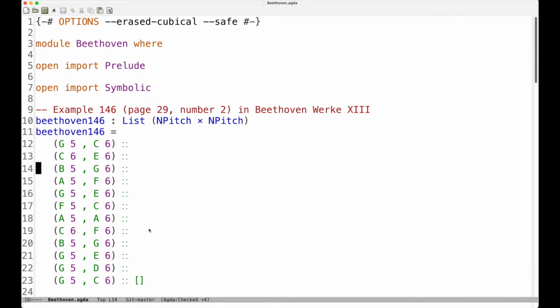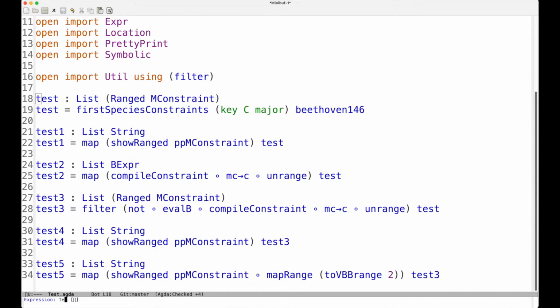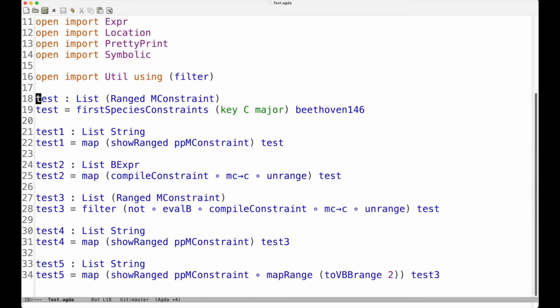Now let's try analyzing this. We're going to take this set of notes and we're going to apply some first species constraints, which I'll show you later, in the key of C major and see what we get.